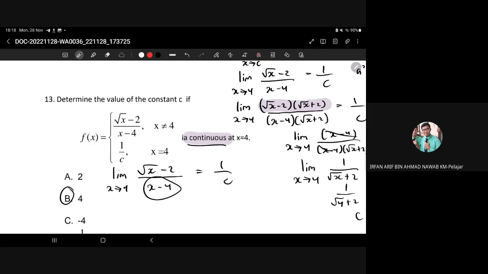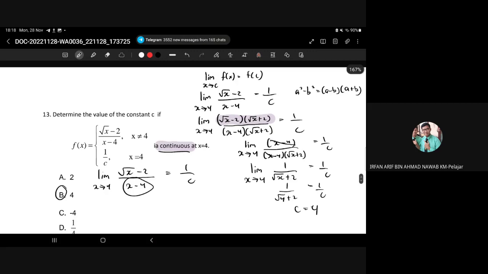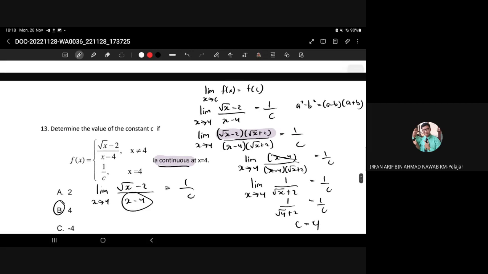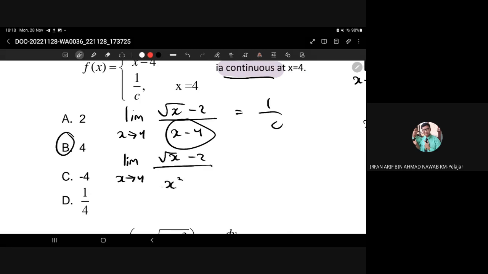Honestly, we can. But how? Okay, so if we go back to our formula here, a squared minus b squared equals a minus b times a plus b. So x here, we could express it in another form. Okay, let me write this down. x squared, the square root, minus 4, because 4 here is 2 squared.